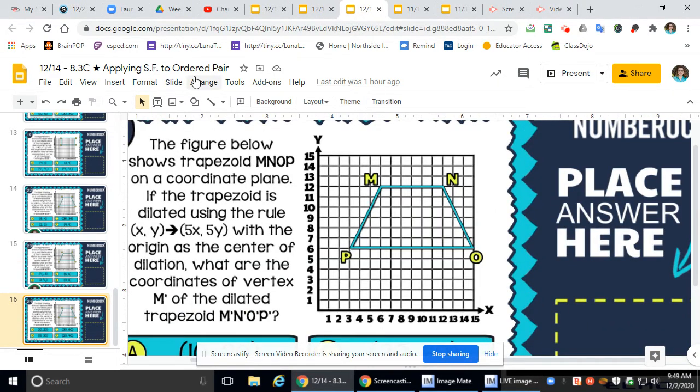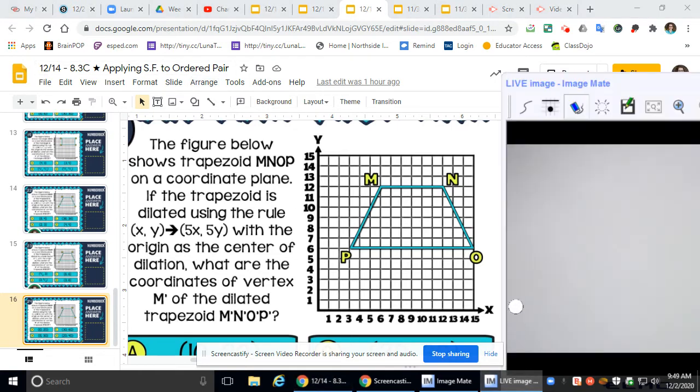For our last example, I need to go ahead and get our paper fixed and our image made back up. All right, our last example. The figure below shows trapezoid MNOP on a coordinate plane. If the trapezoid is dilated using the rule (5x, 5y), with the origin as the center of dilation, what are the coordinates of the vertex M prime? In order for me to figure out what M prime is, I need to know what M is. So let's start off with M.